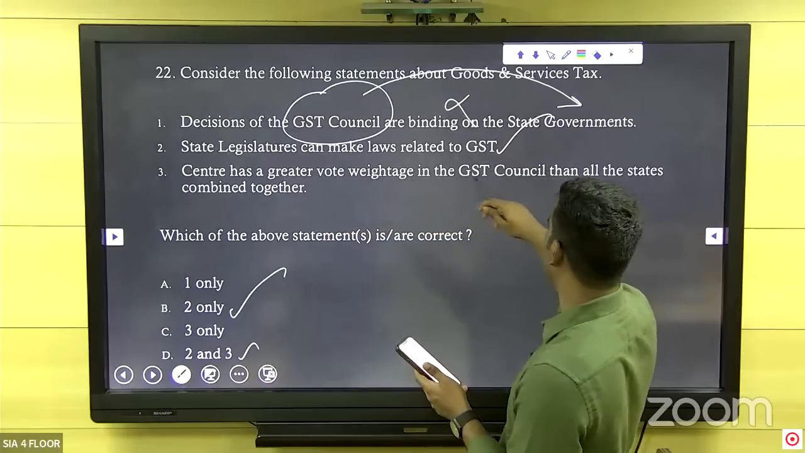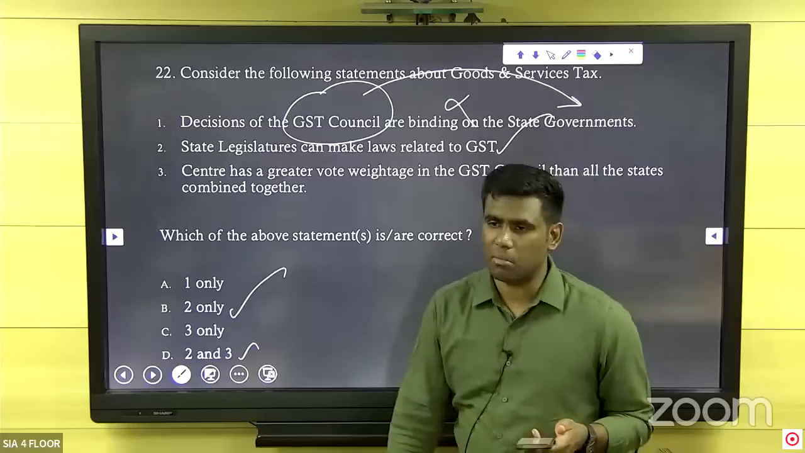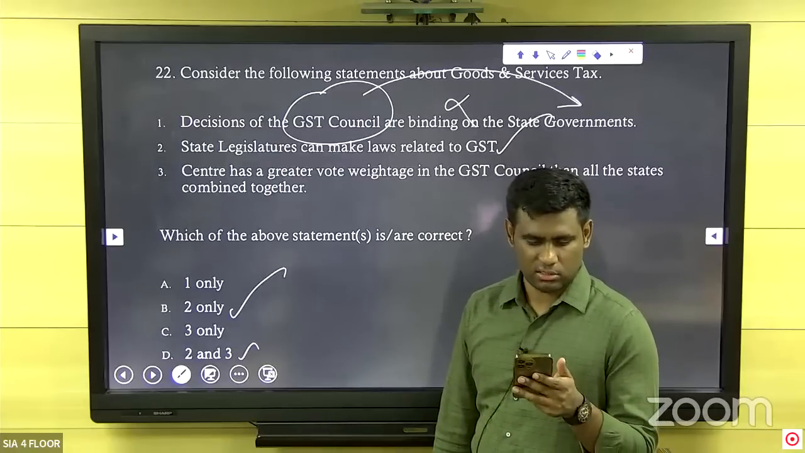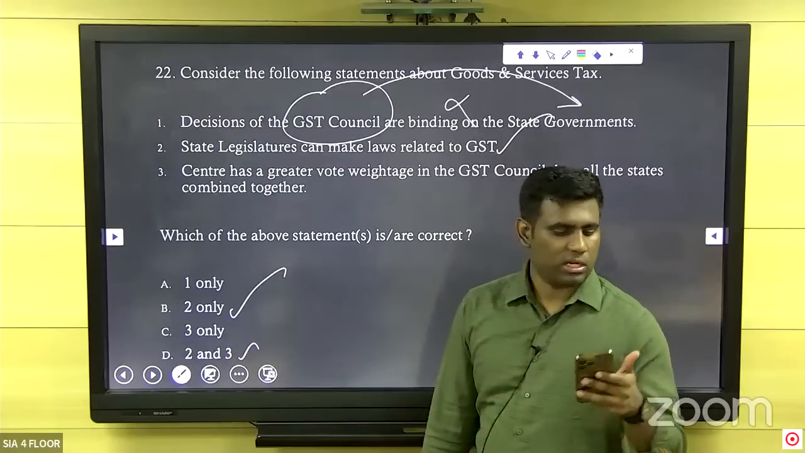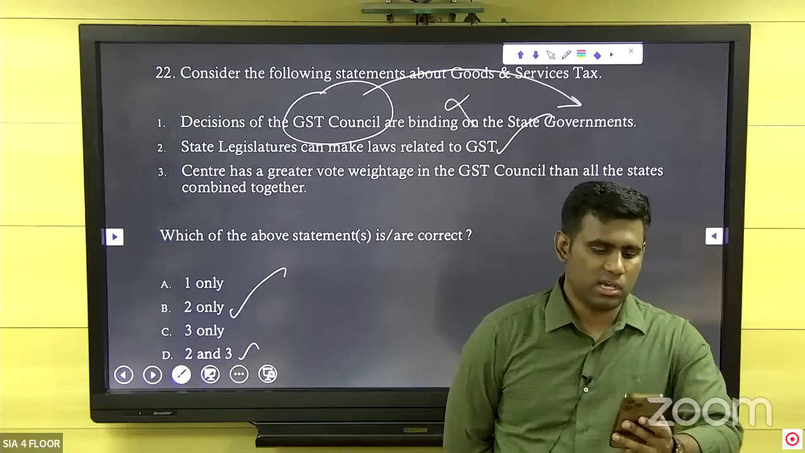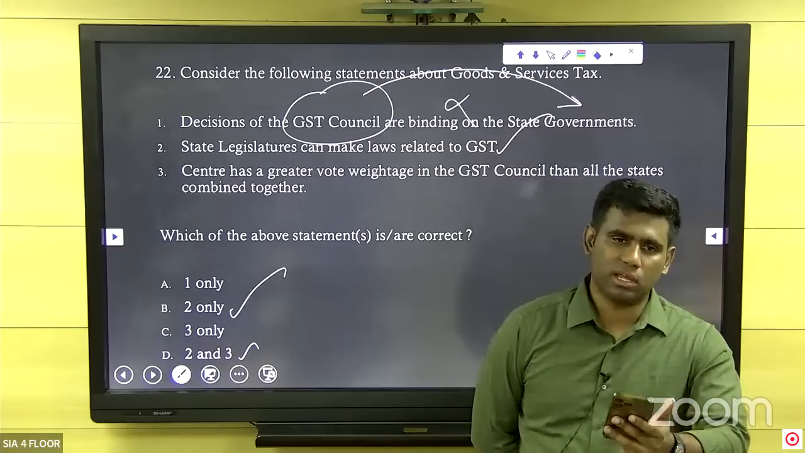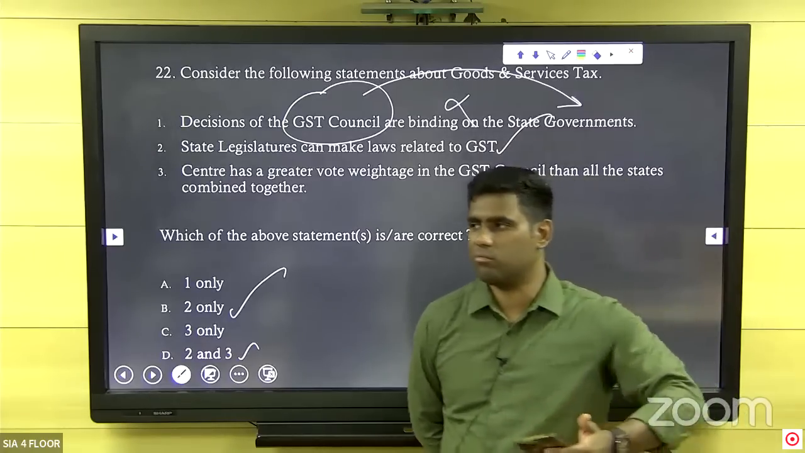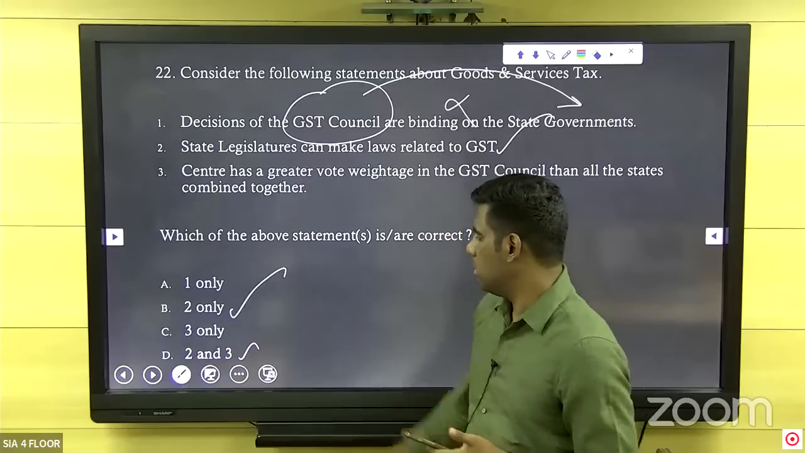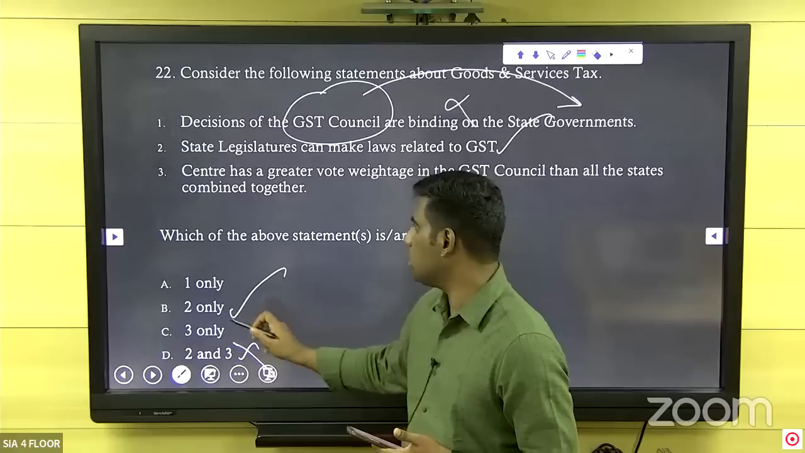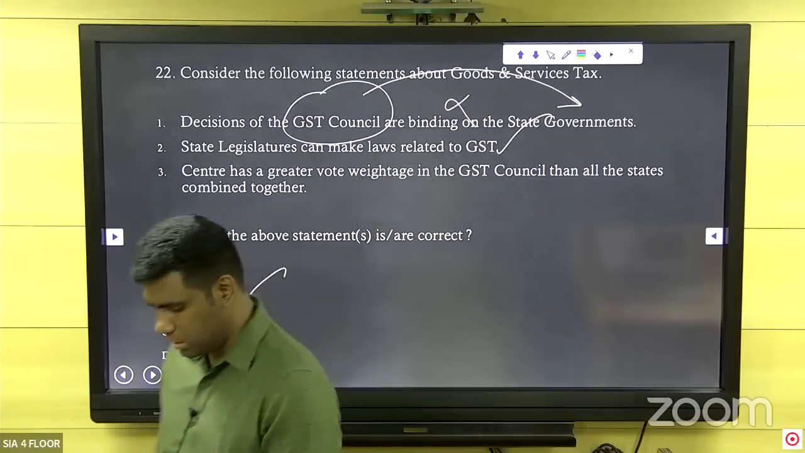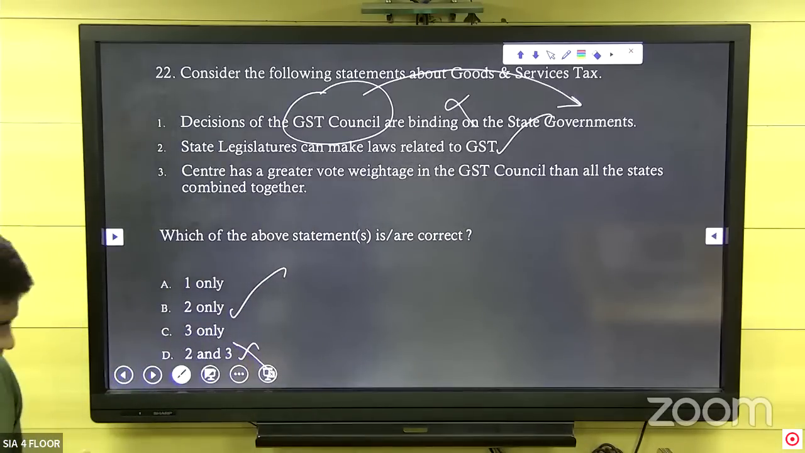Center has a greater vote weightage in GST Council than all the states combined together. Is this correct? No, not correct. Okay, center share is only 1/3. All the states put together have 2/3 weightage. So center cannot have more weightage than the states. So third is wrong. So only 2 is the correct answer. Option B is the correct answer.